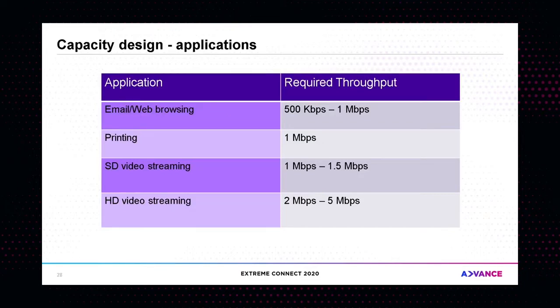With applications, not all applications consume the same amount of bandwidth. You know, email and browsing the web's not too bad. It requires per client those numbers that you see right here. Same with printing. Even standard definition video streaming doesn't consume a lot of bandwidth and require a lot of throughput. But then there's a lot of high bandwidth applications these days, especially as we're starting to get into high definition video streaming and other things now like augmented reality and VR. Those things consume a lot of bandwidth.